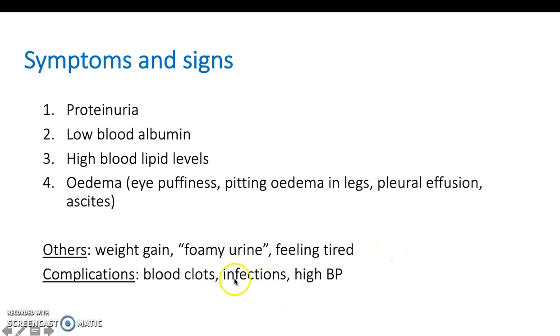Infections, also one to note, as mentioned earlier, immunoglobulins can also leak out into the urine, so because you have less on board you're more likely to get an infection.